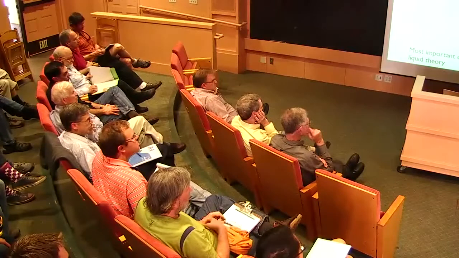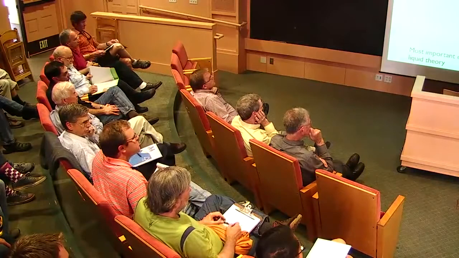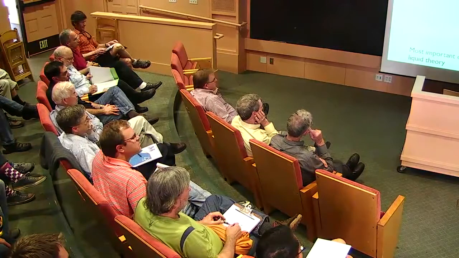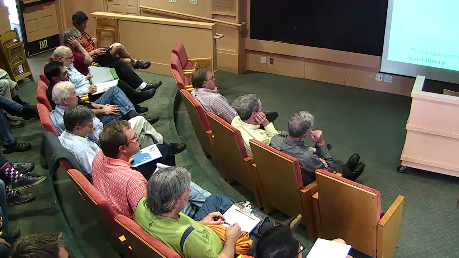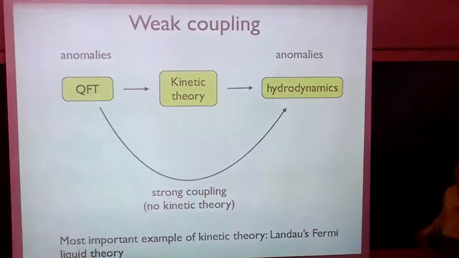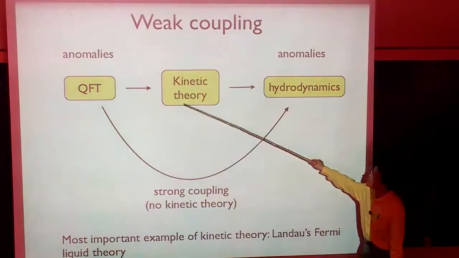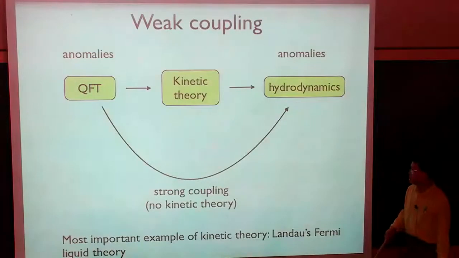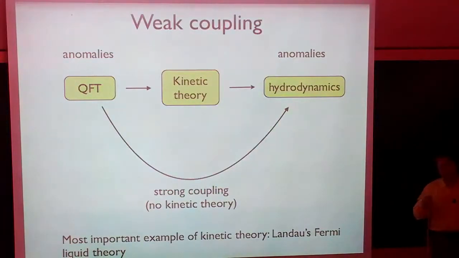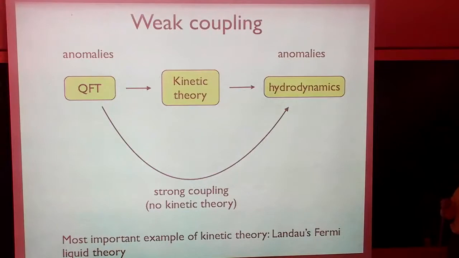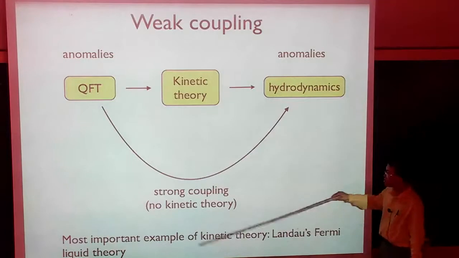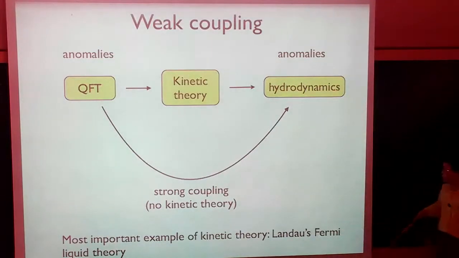So somehow we know that the anomalies exist in quantum field theory, and we know that hydrodynamics remembers the anomalies of the microscopic theory. So the question is, how is anomaly encoded in the kinetic theory? And mostly for a technical reason, I'm going to consider one of the most important examples of kinetic theory, that is Landau's Fermi liquid theory.